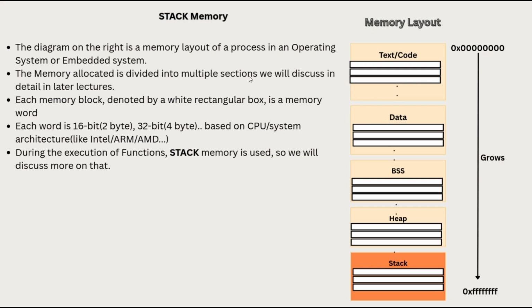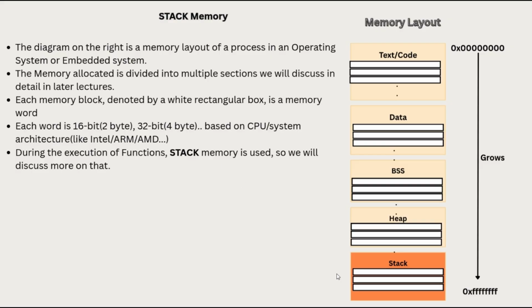So in the function call, let's say in any embedded system or operating system, a Windows application, an Android or Linux application, or an embedded system which has only one application for the entire system, in any case your RAM is divided into multiple sections. We will discuss this later. Text means your instructions will be stored, data means global variables. But in the case of function execution, the main memory segment is the stack. So today we will discuss more on the stack.